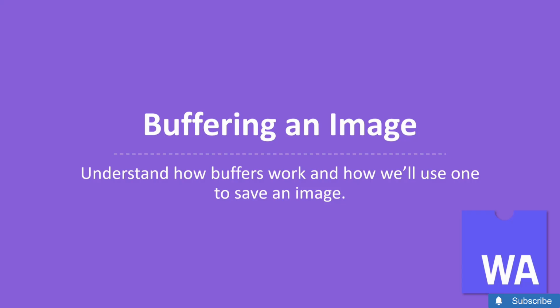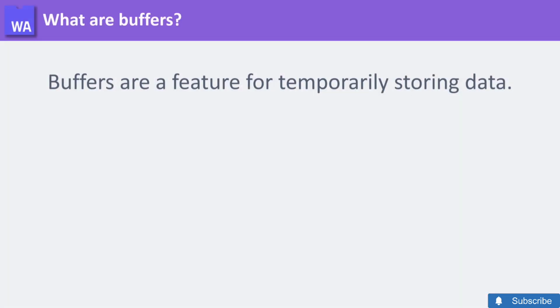In this lecture, we're going to create a buffer for an image. You may have heard of buffering if you watch YouTube. The idea of a buffer is a universal concept in the programming world. Before we get into the code, let's talk about buffers in general. Buffers are a feature for temporarily storing data. You can almost think of them as variables, but more powerful. You may not know it, but you're using a buffer right now to watch this video.